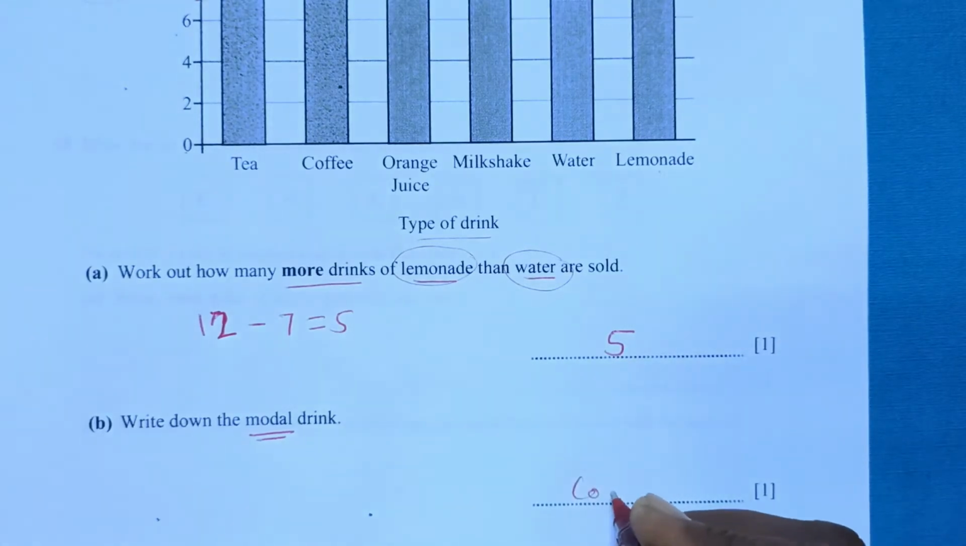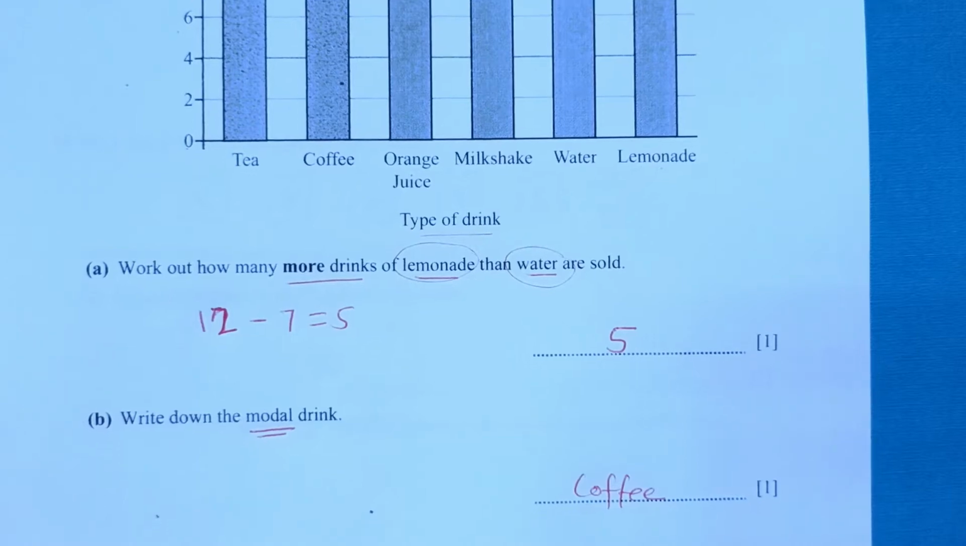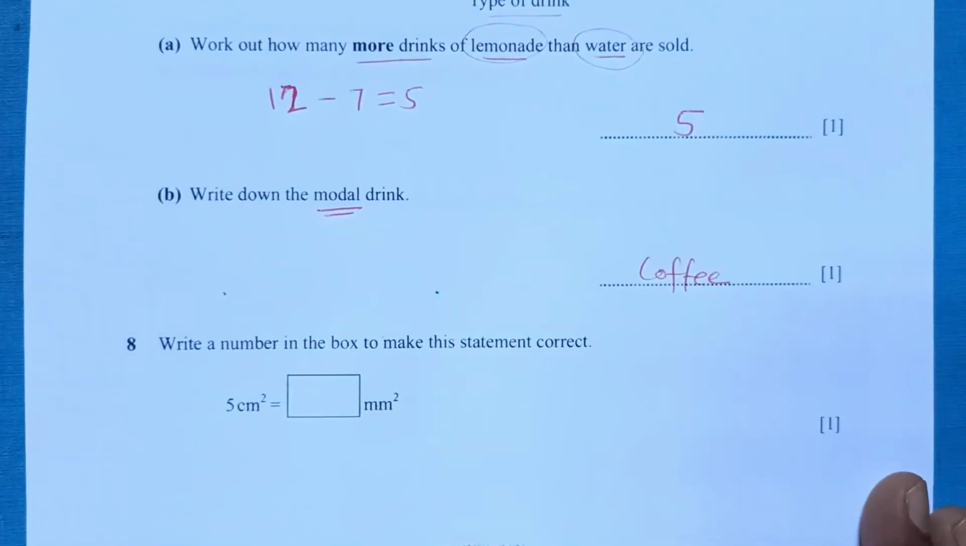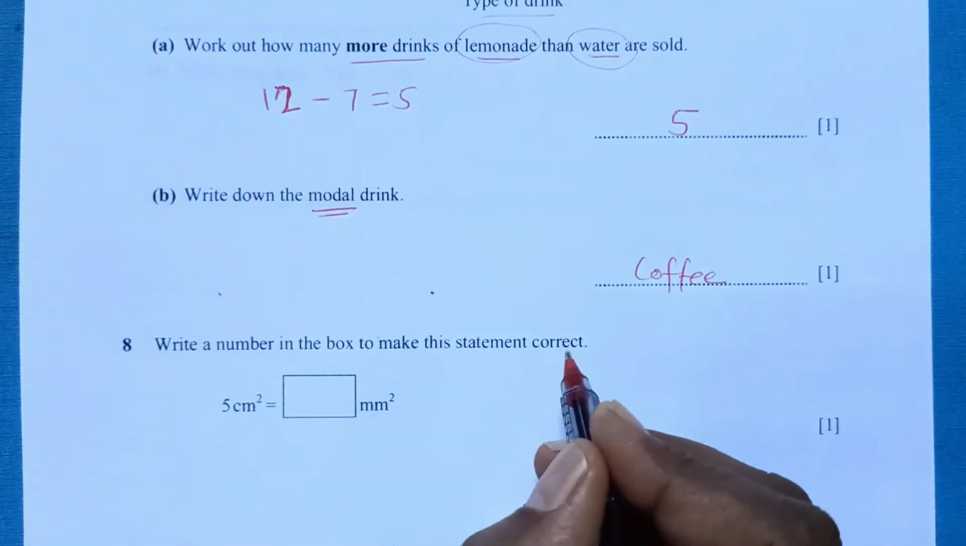So write coffee here. Done. Number 8. Write a number in the box to make this statement correct.